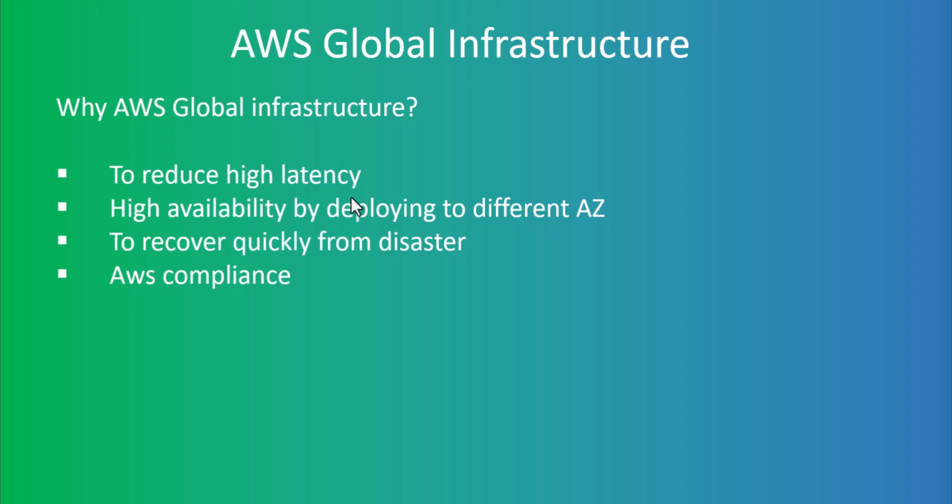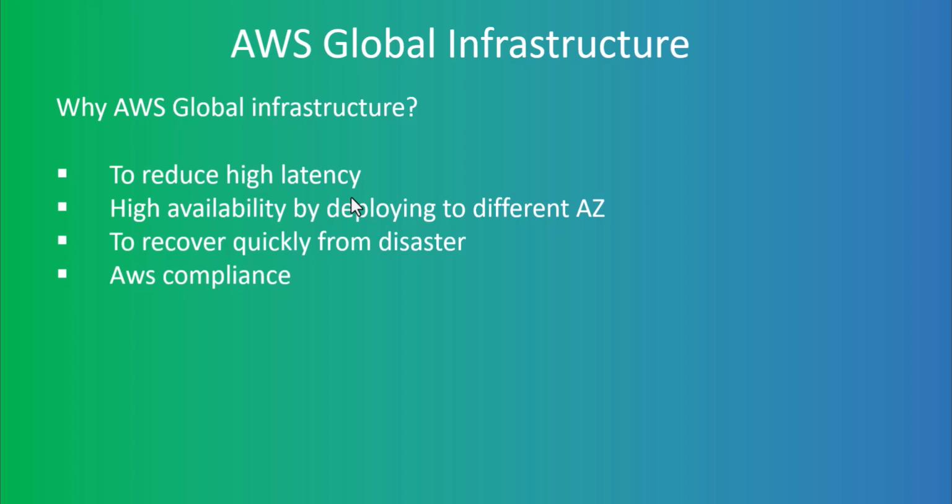The next one is to recover quickly from disaster. If something happens to one of the availability zones and it gets destroyed, you can recover quickly from the second availability zone. Then the next one is AWS compliance.